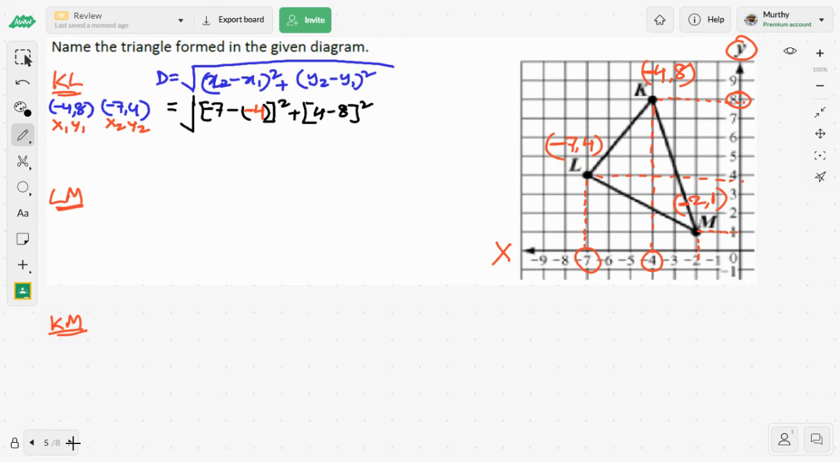under the square root. Okay, now I want you to take charge from here and compute the length of LM and KM. Now your time starts.